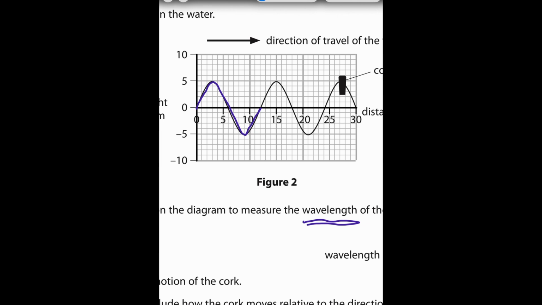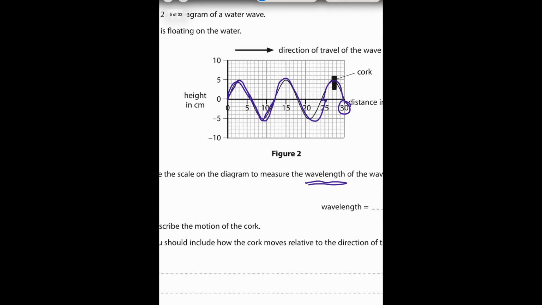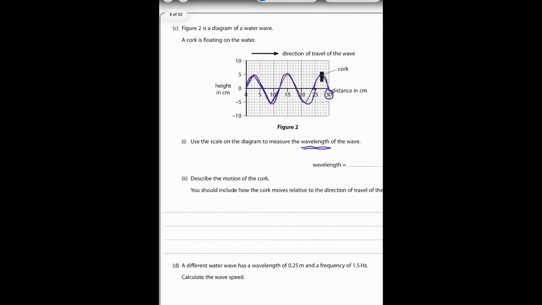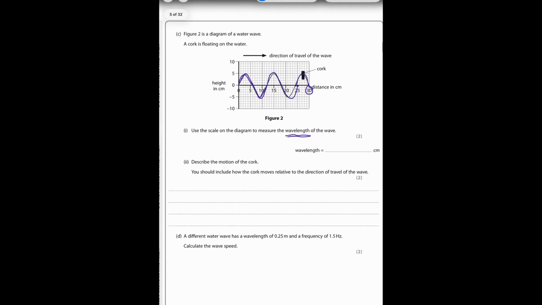What they might do sometimes in the exam is say the word accurately or something like that and expect you to look at how many wavelengths there are here. So there's one that we've just done, and then there's two, and then there's another half, so 2.5 wavelengths. And this is showing me that 30 has got 2.5 wavelengths. For this question I could maybe do it for one, but the fact that this is a 2-mark question, I'm thinking maybe they want me to do the division by looking at the number of wavelengths.